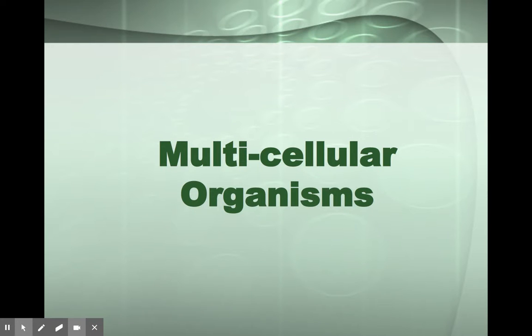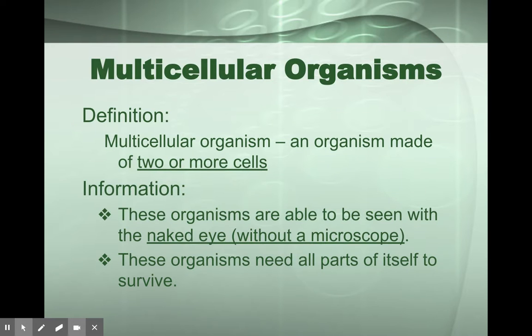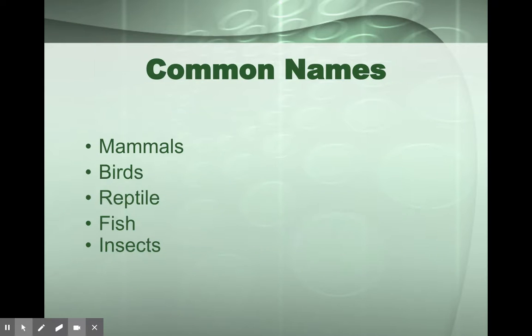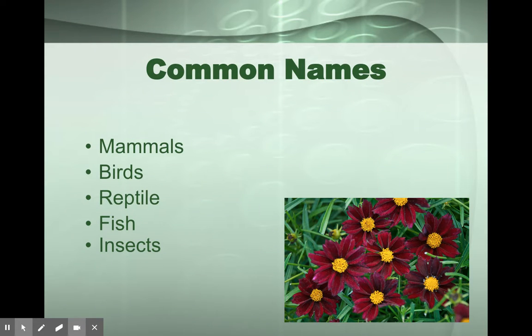Now, multicellular organisms also have the same life functions. Multicellular organisms are things that you can see with your naked eye, which means without a microscope. And multicell means more than one cell. So anything that has 2 or more cells is a multicellular organism. Common names for a multicellular organism might be mammals, birds, reptiles, fish, insects.